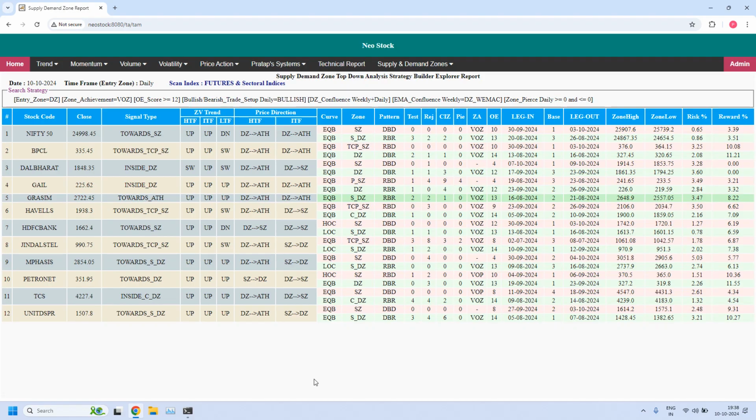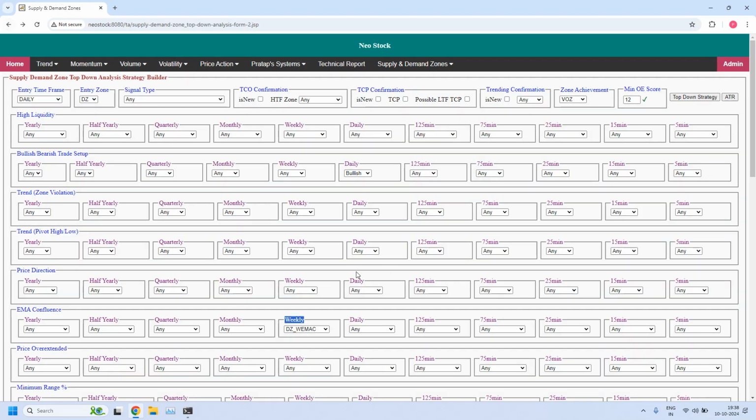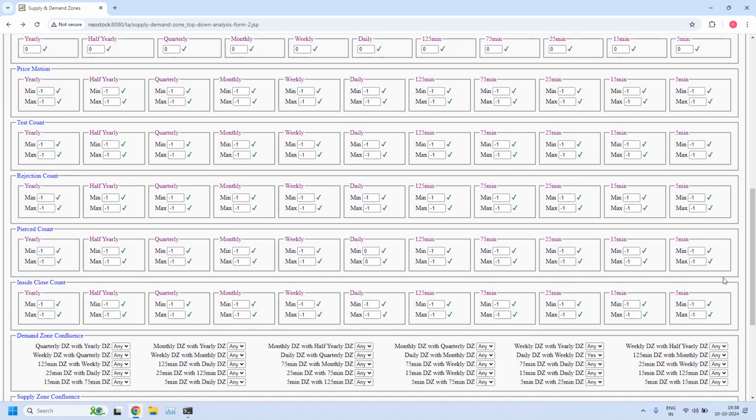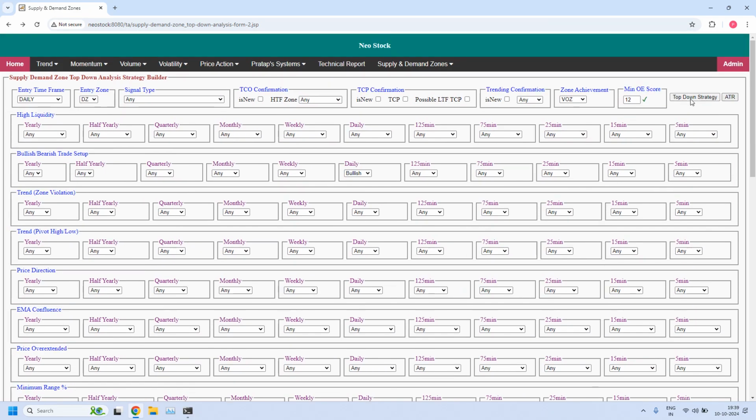Okay, next, before the bearish trade setup, one more combination we need to see. In bullish trade setup, LTF, ITF, HTF confluence. So I need to remove the EMA filter. Daily demand zone with weekly demand zone confluence is already enabled. Now I am enabling daily demand zone confluence with monthly demand zone, and also weekly demand zone confluence with monthly demand zone. That is LTF, ITF, HTF confluence.